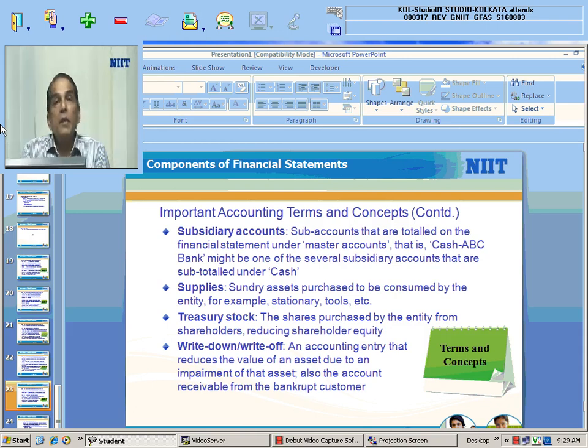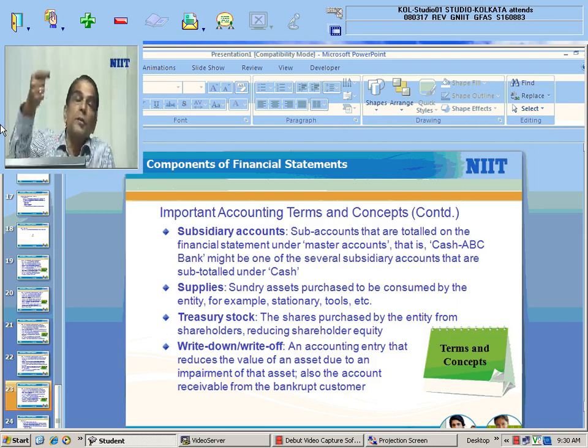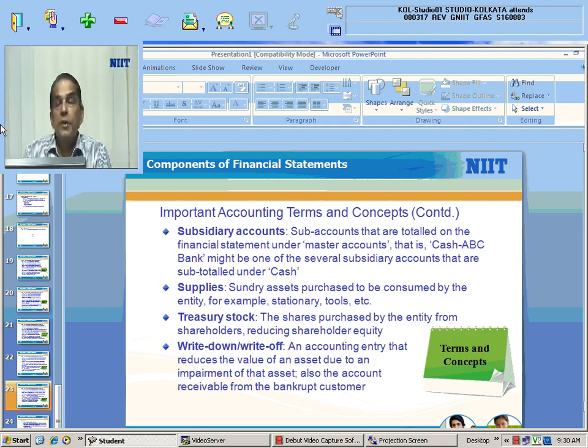Similarly, accounts payable. This is the master account, accounts payable. Now under accounts payable there can be various subsidiary accounts. So supposing there are 3 suppliers who are supplying on a credit basis.